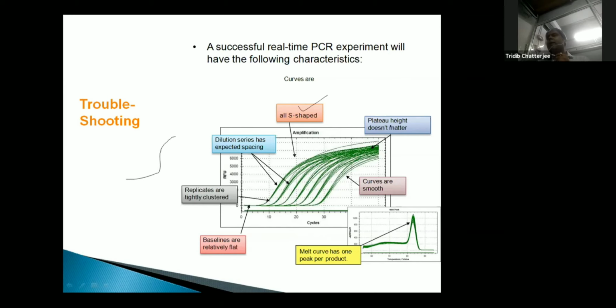Finally, another part is the plateau height. The plateau height doesn't matter. That is the amount of fluorophore present and the fluorescence signal emitted by the fluorophore, so it varies from one machine to another. If you are using a machine, it also depends on a function called gain. If you increase the gain, you will see more height. If you decrease the gain, you will see less height. So plateau height doesn't matter.